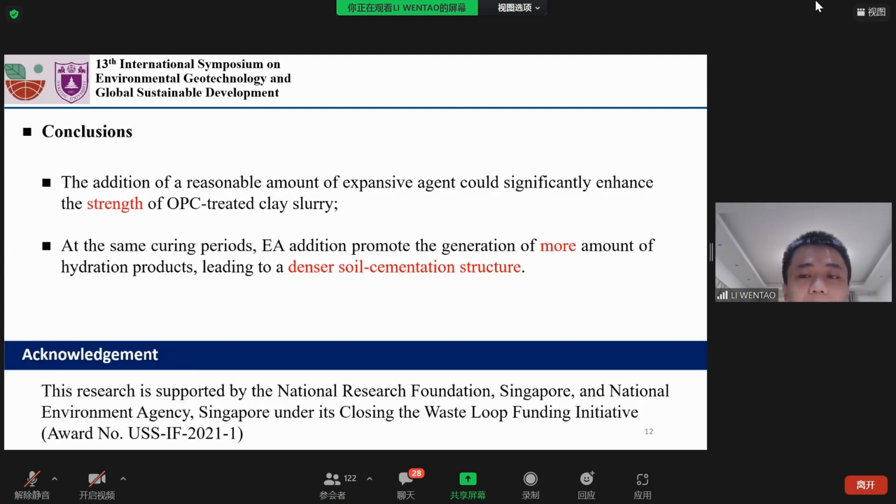So here is the conclusion. With the addition of a reasonable amount of expansive agent, it can significantly enhance the strength of the OPC treated clay slurry, and at the same curing period, EA addition could promote the generation of larger amounts of hydration products, leading to denser cementation structures.